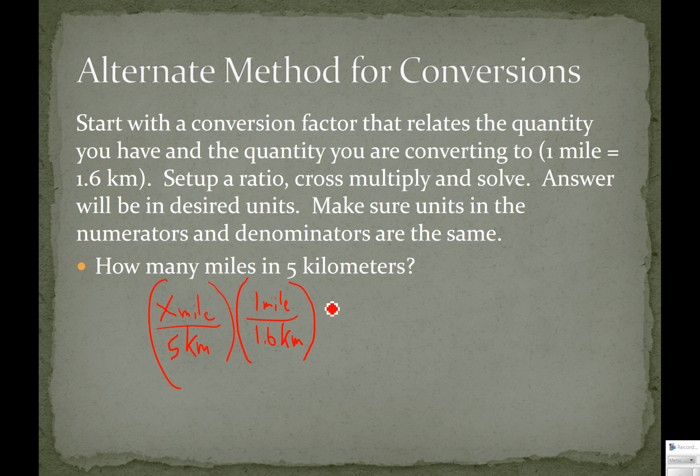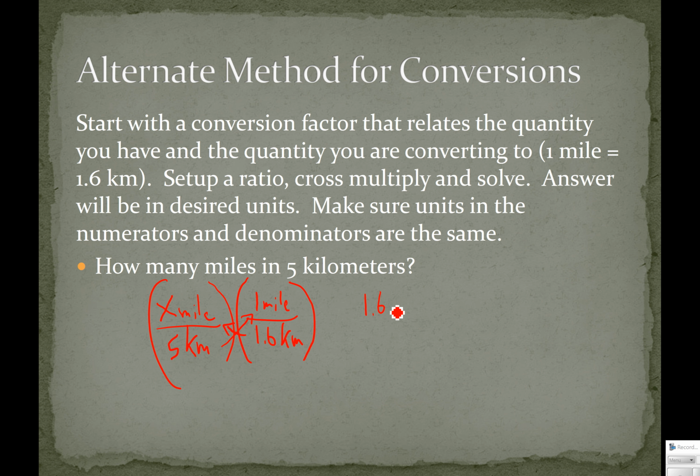Okay, so we have a conversion factor on the right, and we have the number that we're trying to convert on the left. Our units of miles match in the numerator, our units of kilometers match in the denominator. This has to be true in order for this to work. Now we can just cross multiply.